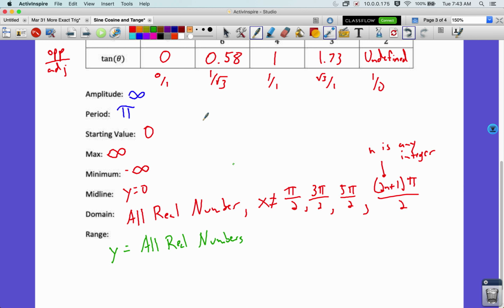All right. So that's that for all of these detailed graphs. We'll learn more about how to change them around later on.